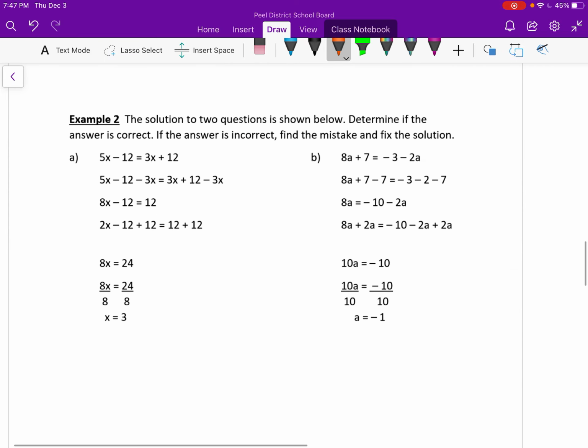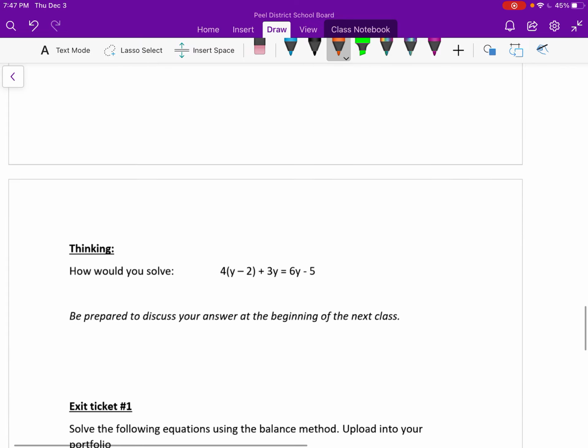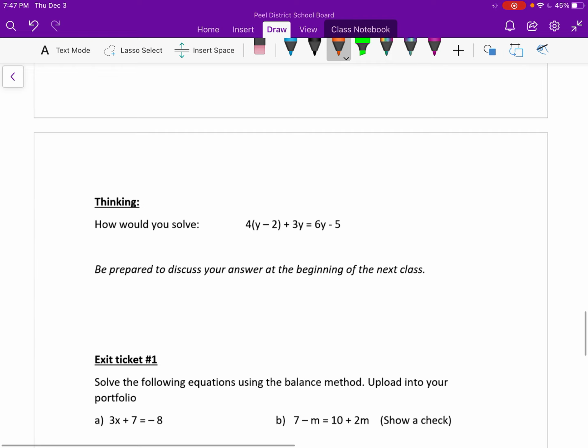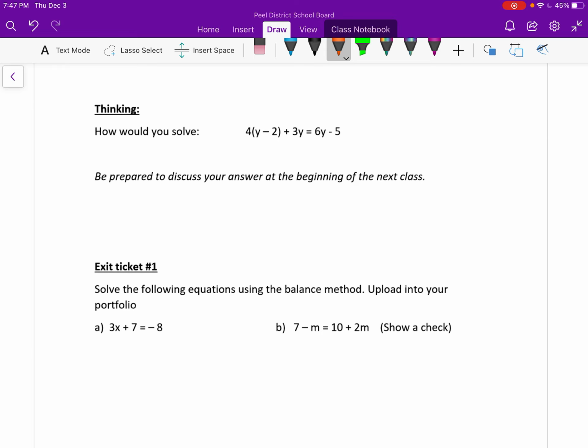Okay. I'm going to do B with you, A with you. And then I'm not going to solve thinking with you today. We're going to do that tomorrow as a class. So I actually want you to try doing this by yourself, which is why I'm not going to solve it and post it. But try solving it by yourself, and we'll talk about your answer at the beginning of next class, and then you'll have this exit ticket to do. Just upload it into your portfolio, right? And I'll check it. All right.